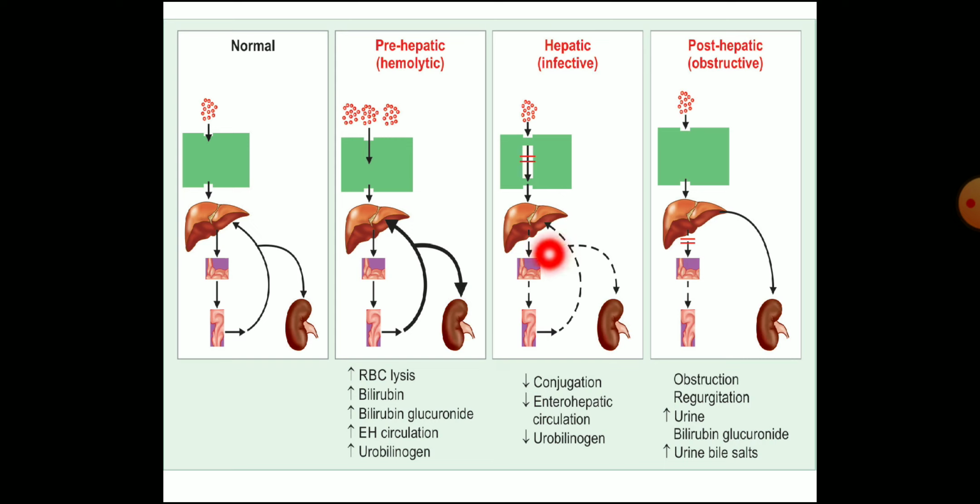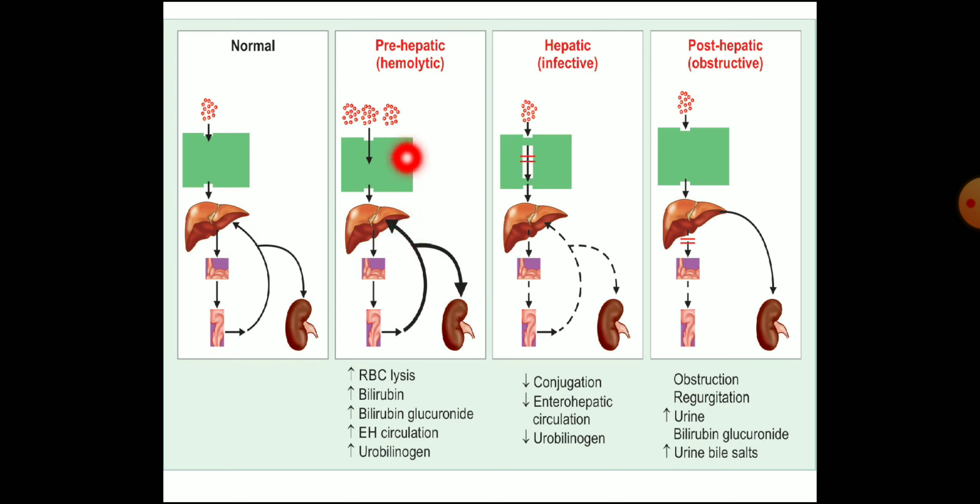In this diagram, you can see how the pathology occurs in various types of jaundice. This is the normal picture. Then the prehepatic, where there is excessive hemolysis, and more bilirubin in the blood, that is free bilirubin. Then it goes to the liver, where it is conjugated. The liver has the capacity to conjugate a very large quantity of bilirubin. So more conjugated bilirubin will enter the intestine, and from there through the enterohepatic circulation, the quantity will be more, so more will be excreted through urine as urobilinogen.